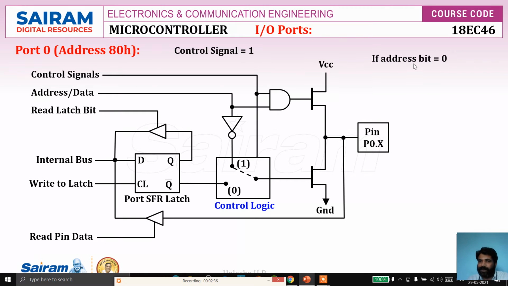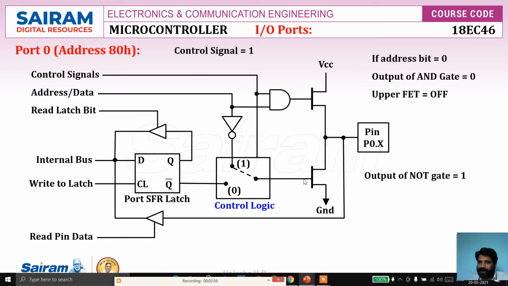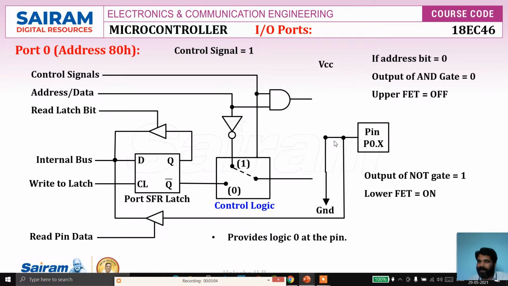And then if the address bit is 0, upper FET is off because the output of the AND gate is 0. And then the output of the NOT gate is 1 because the address bit is 0 and it is connected to the NOT gate. That 1 is connected to the lower FET, so the lower FET is on. The lower FET is connected to ground, so it provides logic 0 at the pin.